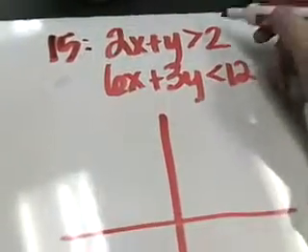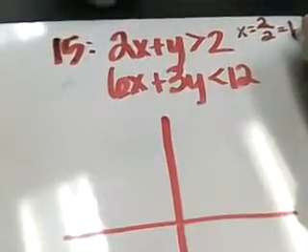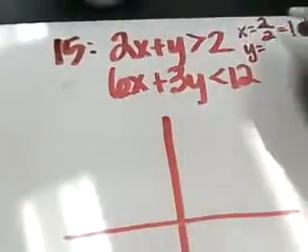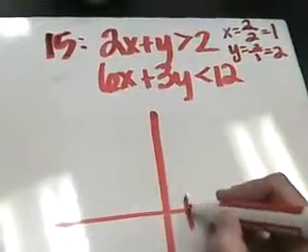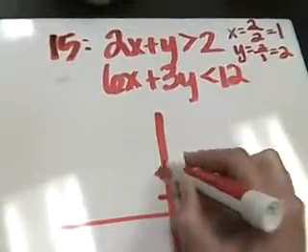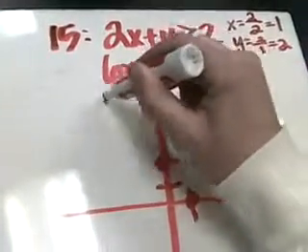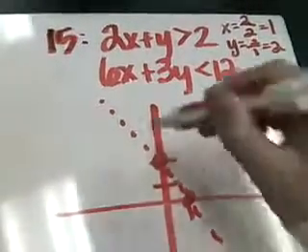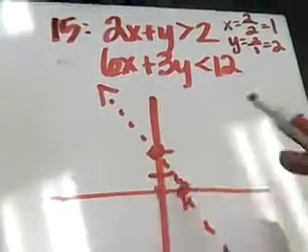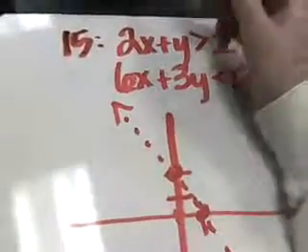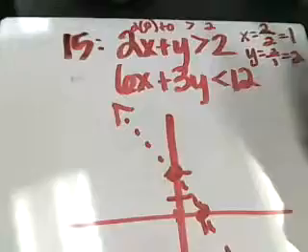Okay, so for cover-up method, to find x, 2 divided by 2 is 1. For y, 2 divided by 1 is 2. Remember, these go on their axis. So here's 1, and here's 2. It doesn't have the equal to underneath it. That means it's a dotted line all the way across your coordinate plane. Now I have to decide where to shade. I can do 0, 0 because he wasn't on my line. Is 2 times 0 plus 0 greater than 2?